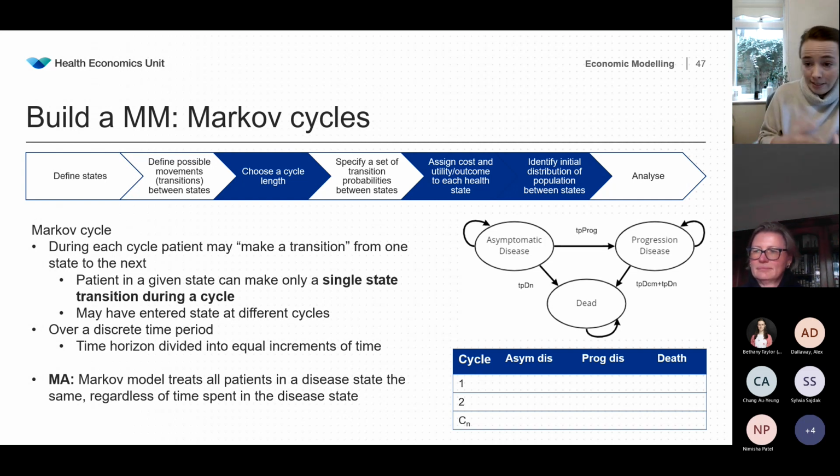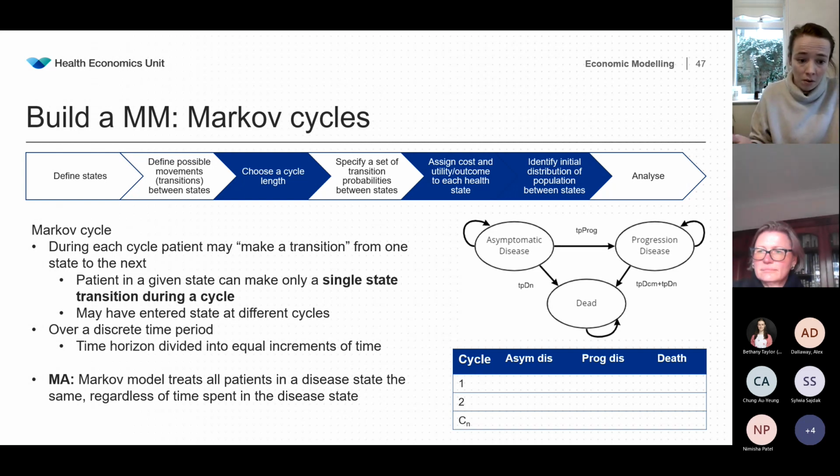When you're in an asymptomatic form of the disease, you'll have a particular utility associated with being in that state of health. When you're in a progressive state of the disease, everyone within that circle is assumed to have the same utility associated with that state of health. Dead would obviously be 0. Then you'll look at it over a discrete period of time, and you'll run the cycle a number of times until everyone ends up dead, because in the end, we're all dead. If you ran the cycle enough times, everyone would eventually end up dead.